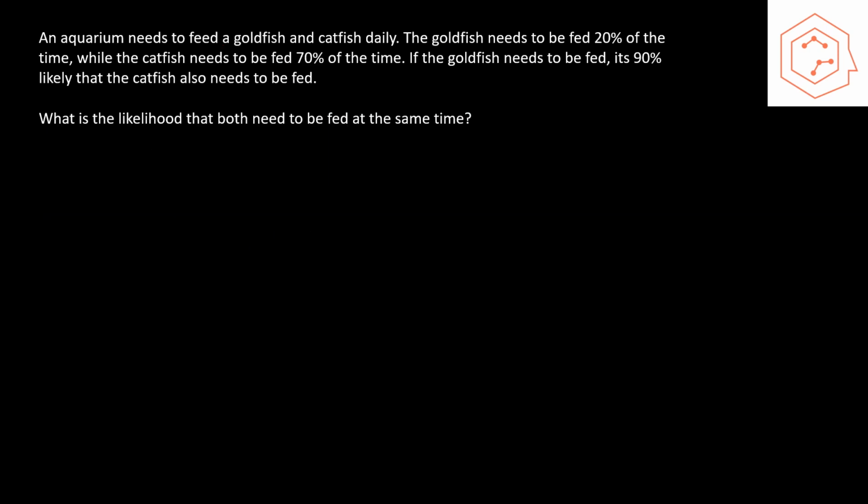Now our second example has an aquarium that needs to feed a goldfish and a catfish daily. The goldfish needs to be fed 20% of the time, while the catfish needs to be fed 70% of the time. And if the goldfish needs to be fed, it's 90% likely that the catfish also needs to be fed.